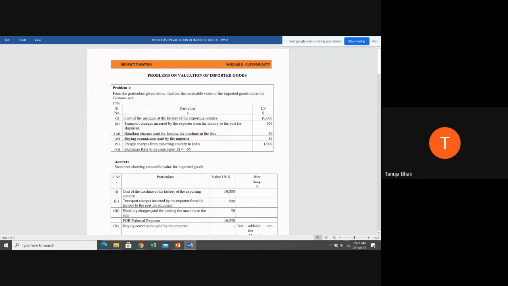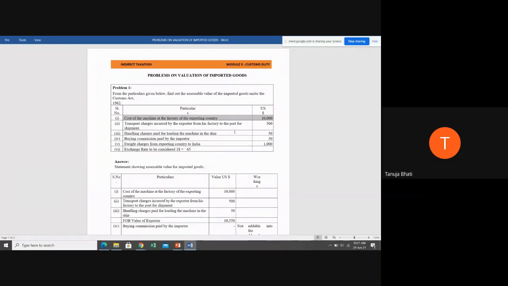Number one is the cost of machine at the factory of the exporting country, which is 10,000. Students, if someone is importing goods from you, they have not given the country, so it is the exporting country and India is the importing country. So cost of machine at the factory of the exporting country. Can anyone tell me what this stands for? We have seen the calculation of FAS, right? FAS is nothing but the ex-factory cost.